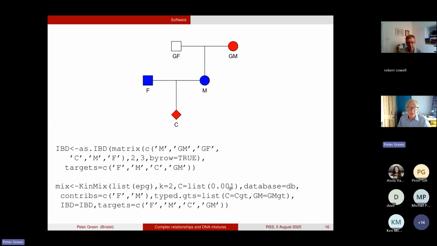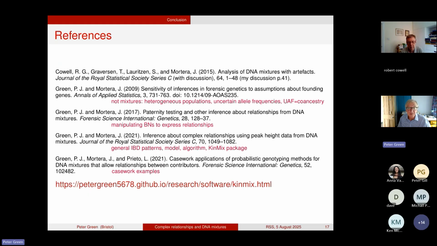And just to give you one illustration, here's a small family. We've got two individuals who are typed, the child and the maternal grandmother, and we're supposing that the mother and the father are in the mixture, and this allows us to create that model mnemonically, which captures all those relationships. So thanks for your attention.